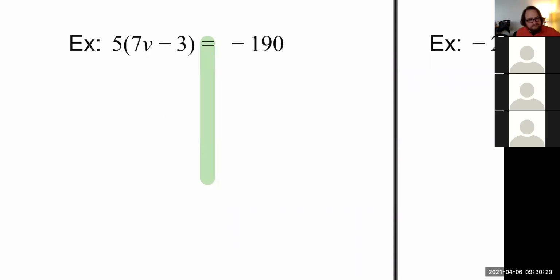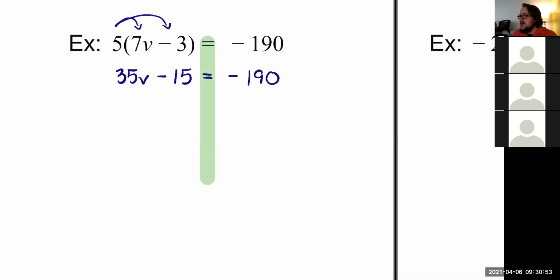It's a good question. All right, so again, what should catch your eye first here? Those parentheses. In this case, what are we distributing? A 5. So we'll get a 35v minus a 15. Perfect. Drop my equal, drop my negative 190.